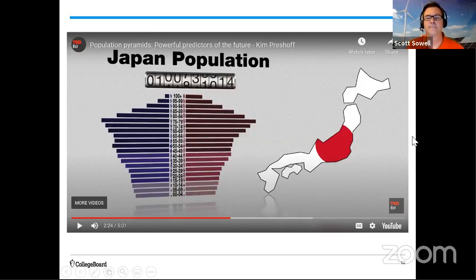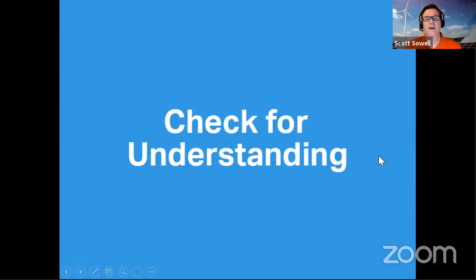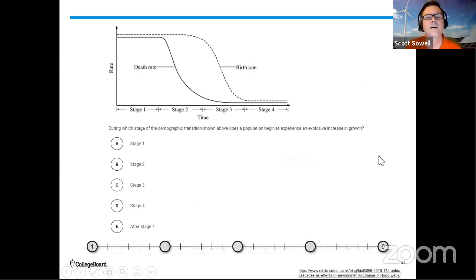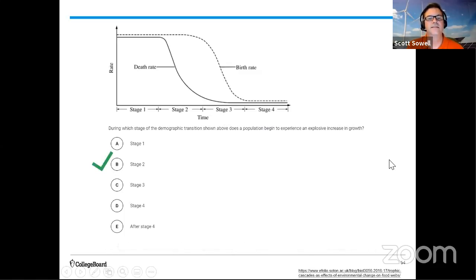It's really interesting. So let's do some quick examples, given the time here. During which stage of the demographic transition shown above does a population begin to experience an explosive increase in growth? So where does it begin? You've got stage 1, stage 2, stage 3, and stage 4. Well, the answer here would be stage 2. This is when you would start to see that big uptick in population size.